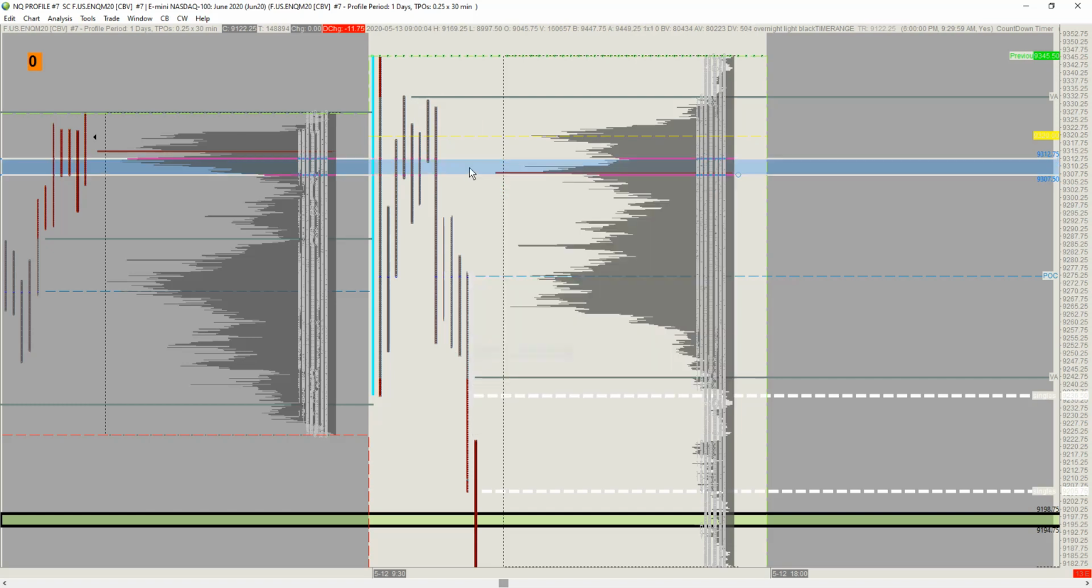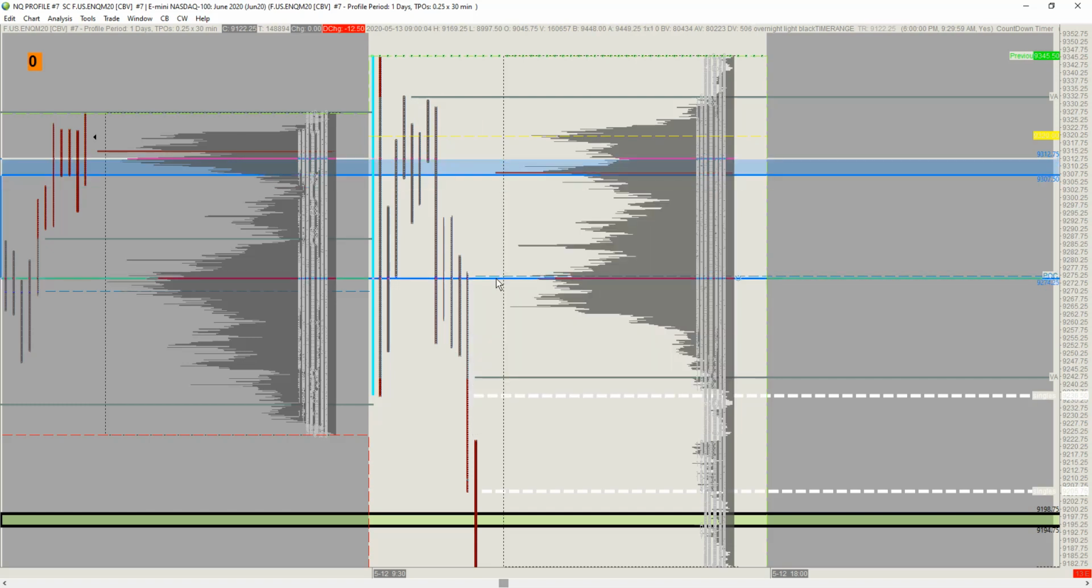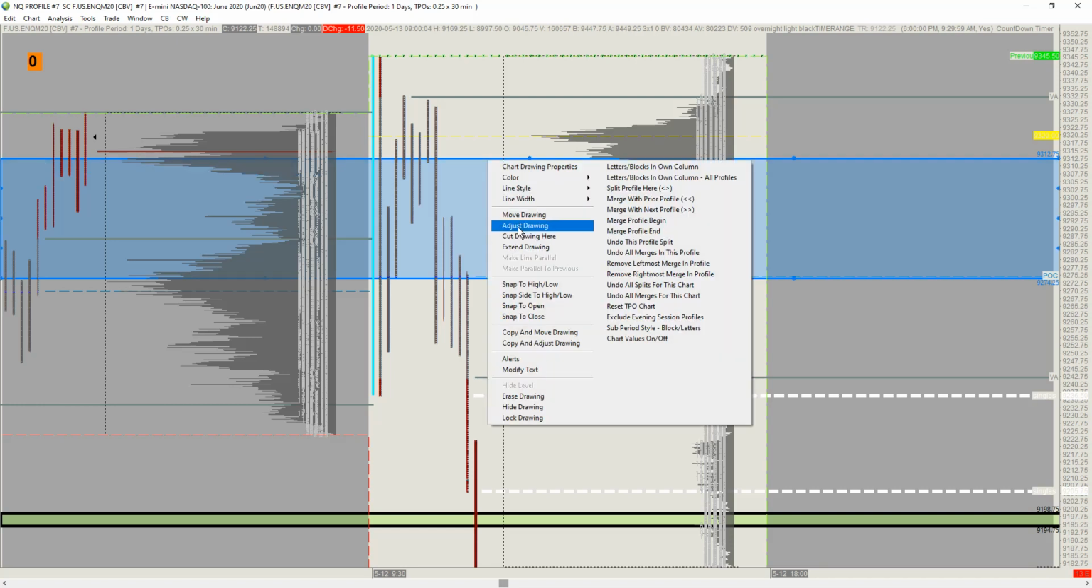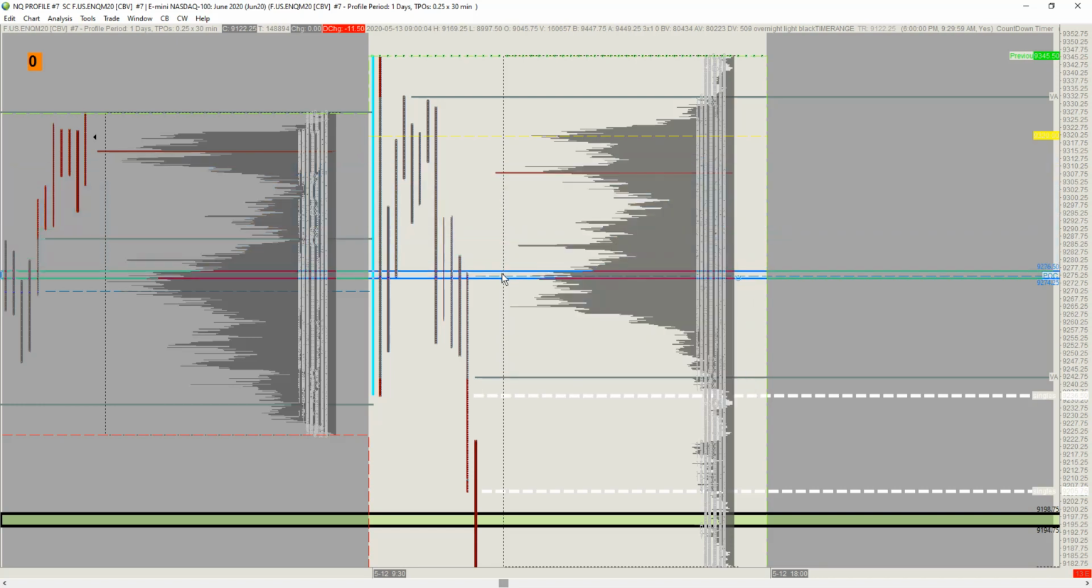So I want to copy the profile that I have here. Oops, I did not get that right. There we are. So that's TPO, time price opportunity.